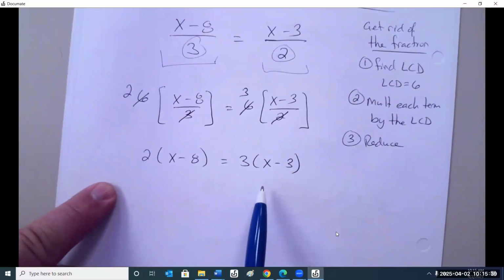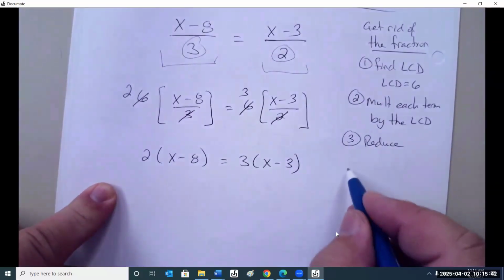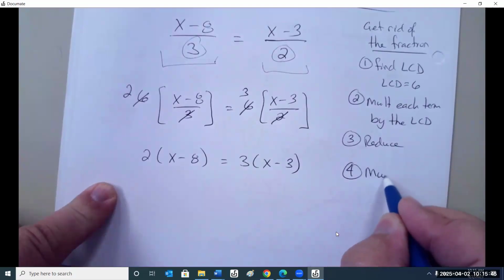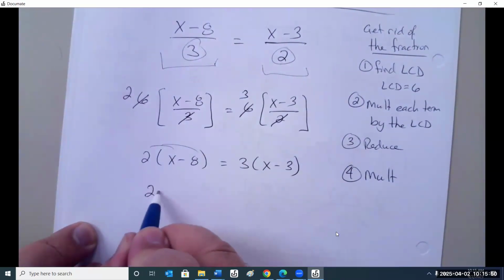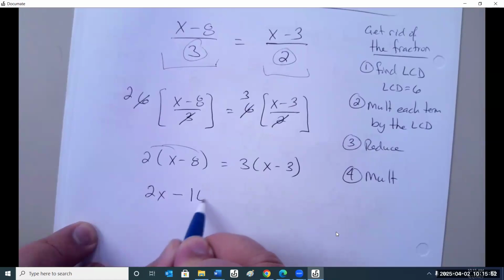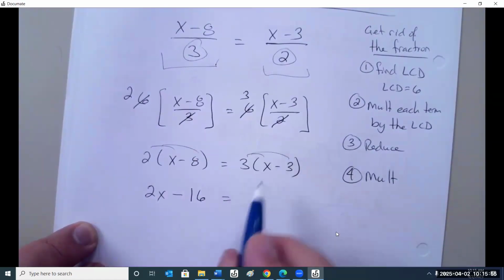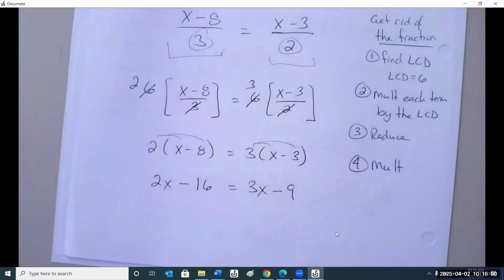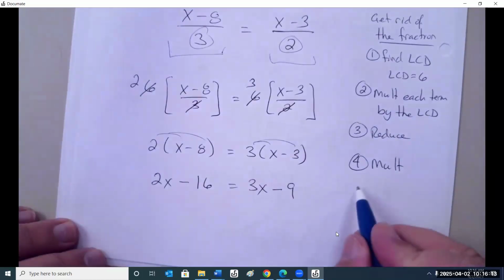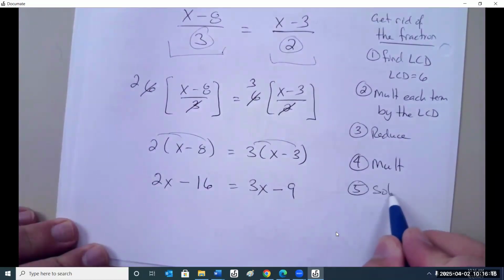Doesn't that look a lot easier than what we started off with? Next step is multiply to get rid of the parentheses. So we have 2x minus 16 equals 3x minus 9. And then the fifth step is solve for x.